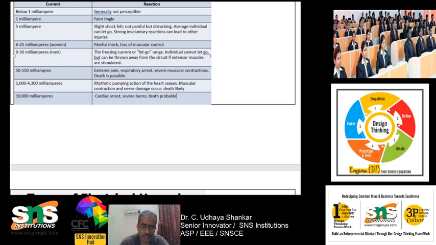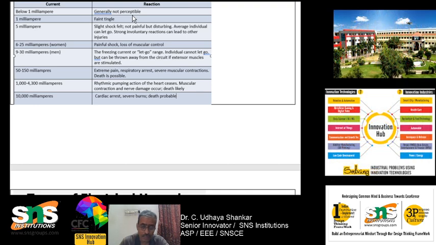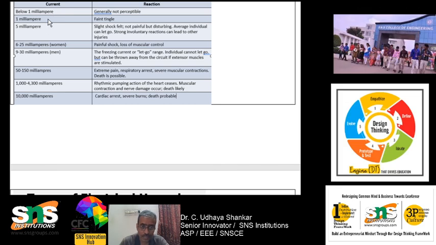So you can see these are the different things you want to remember. For example, if we have encountered amps, that is current, we will see what the magnitude of current is and what reaction is going to take place. If the current is less than 1 milliamp, it is not perceptible, so we will not be able to realize it. If the current is around 1 milliamp, a faint tingle will be there.